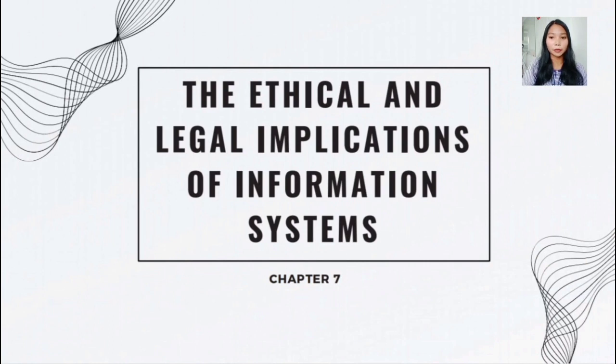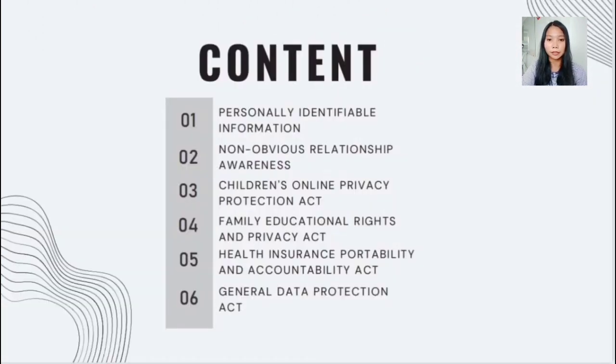By understanding both concepts, we can now easily grasp potential ethical dilemmas and legal obligations that arise in the use of information systems. Now let me introduce the 6 subtopics that we will be delving into in today's discussion. First is personally identifiable information, non-obvious relationship awareness, Children's Online Privacy Protection Act, Family Educational Rights and Privacy Act, Health Insurance Portability and Accountability Act, and General Data Protection Act. These topics will be discussed by each of our members.